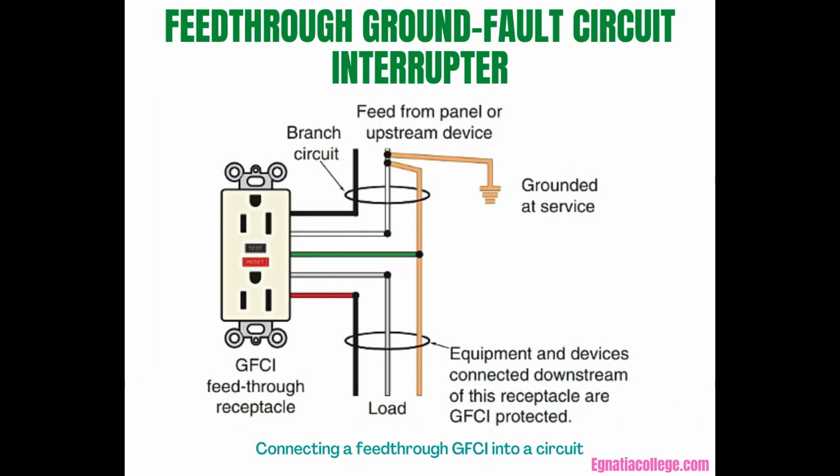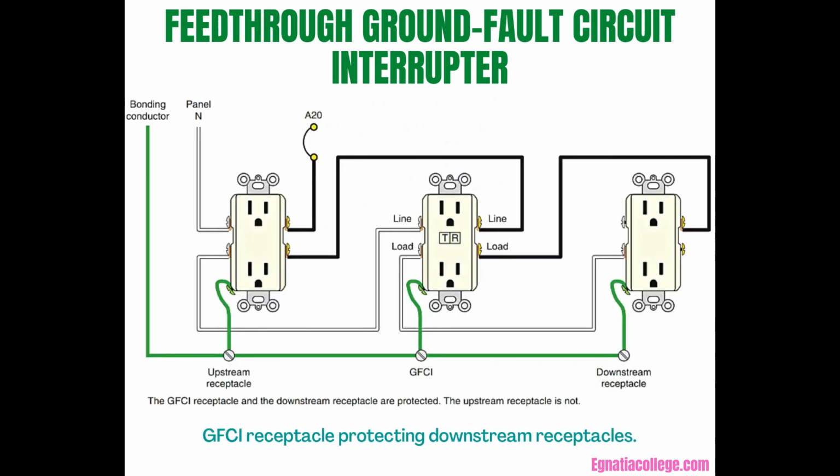This figure shows how the feed-through GFCI receptacle is connected to the circuit. When connected in this manner, the feed-through GFCI receptacle and all downstream outlets on the same circuit will have ground fault protection. The most important factors to consider are the continuity of electrical power and the economy of the installation.